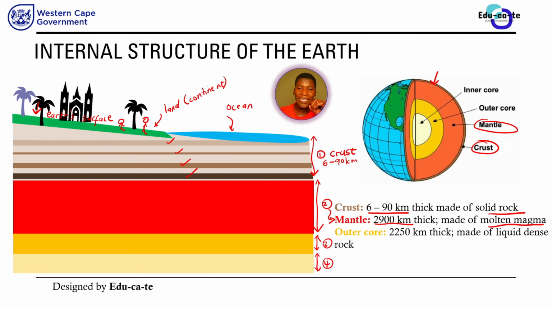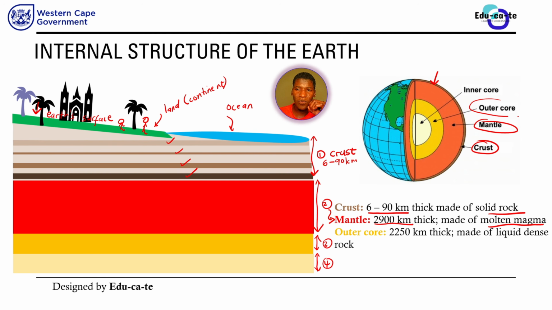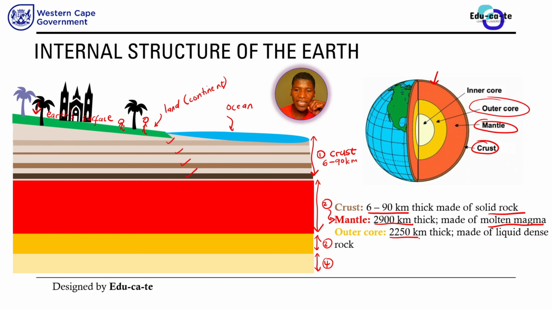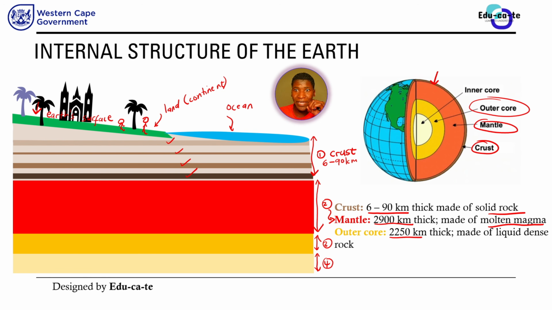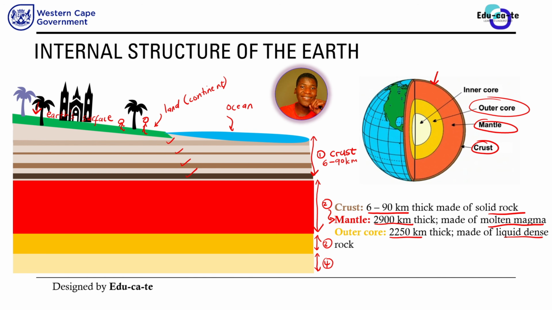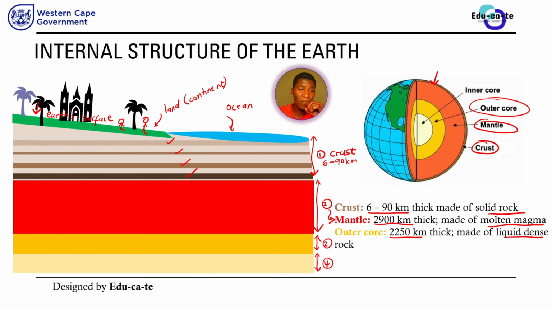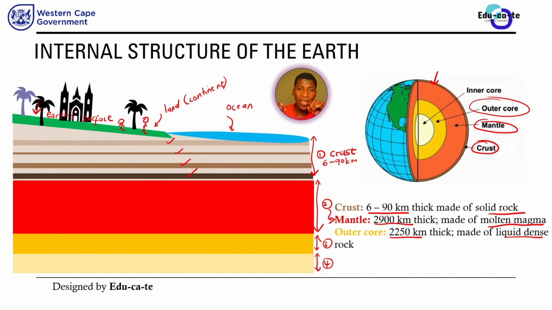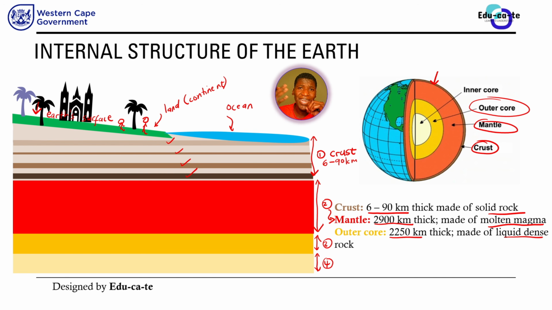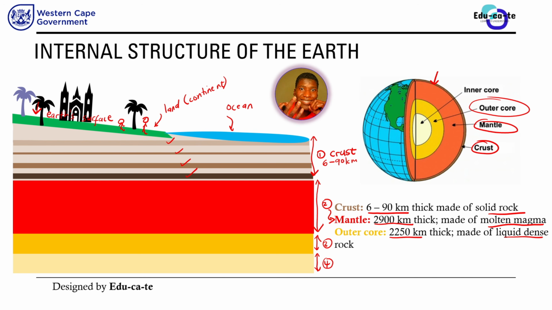Then the third layer is known as the outer core of the earth. So the outer core of the earth is 2,250 kilometers thick, just slightly smaller than the mantle, and this is made up of liquid dense rock. So basically, rocks can be in a liquid form. Rocks can look like water. Although you see rocks and you think those rocks are too strong and they can beat you down, rocks can be liquid, they can be melted actually.